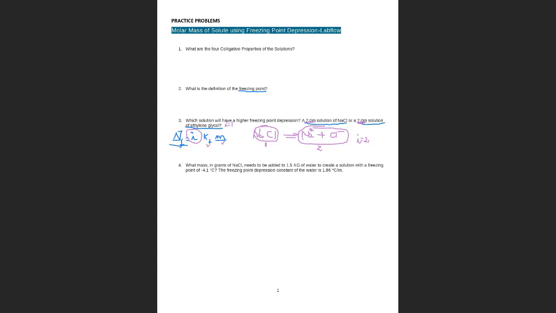So that means that, which solution will have a higher freezing point depression? NaCl? Yes, exactly. Because the Van Hoff factor for sodium chloride is 2, and the freezing point depression is proportional to the Van Hoff factor. Very good. Okay, so this is another thing that I wanted you to know.